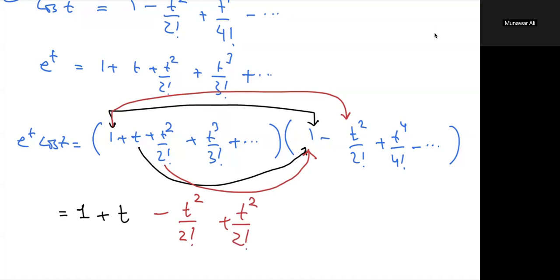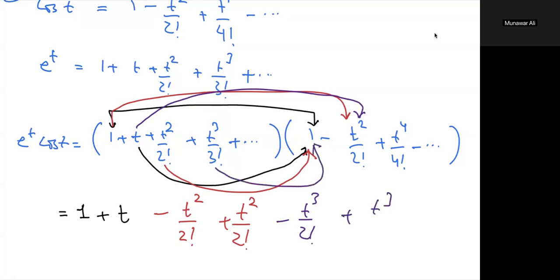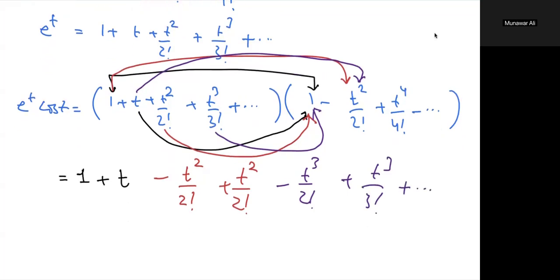Now for the cubic one, you can see one way is, I'm choosing a different color, multiply this t with this t squared. So it will be negative t cubed over 2 factorial. And then multiply this t cubed over 3 factorial with 1 to get t cubed over 3 factorial, and so on. So I'm chopping it at the cubic power.